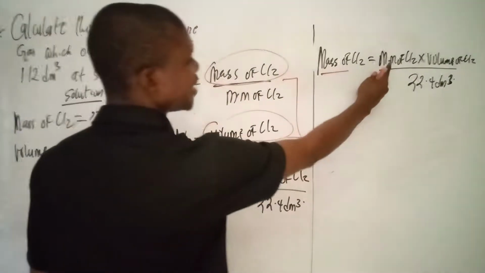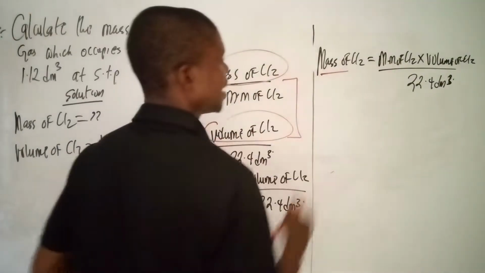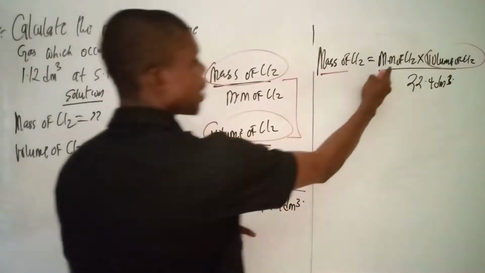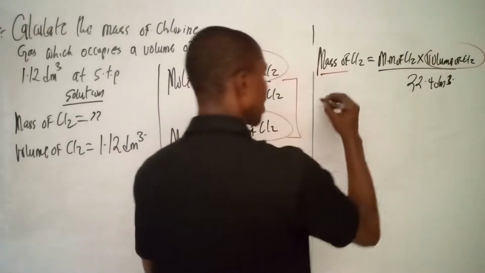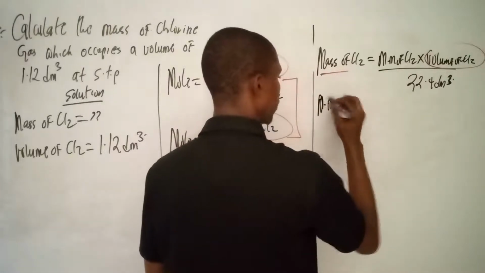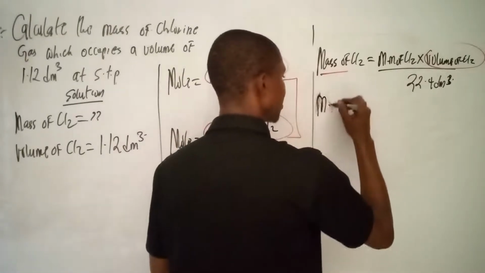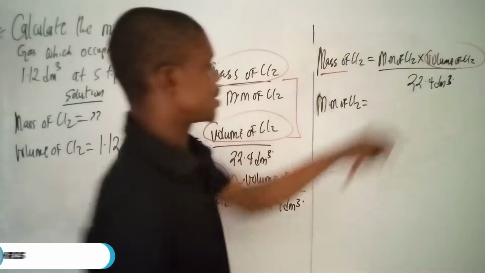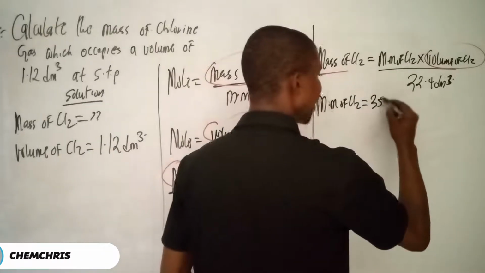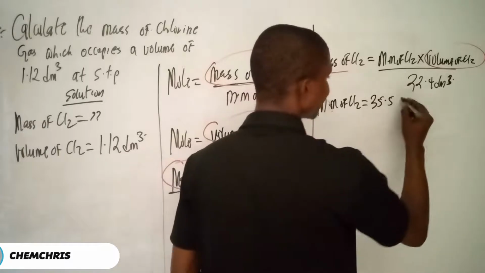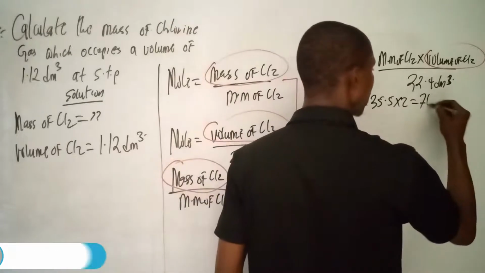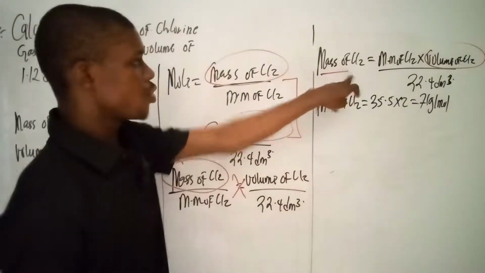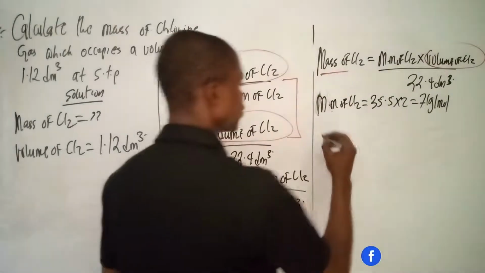So remember, next I have to find the molar mass of Cl2, because I know the volume here is already given to me. The molar mass of Cl2 is going to be, the atomic mass of chlorine is 35.5, times 2. We're going to get 71 grams per mole, right?